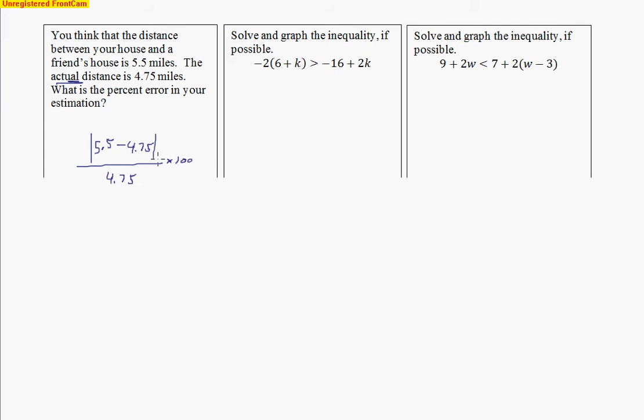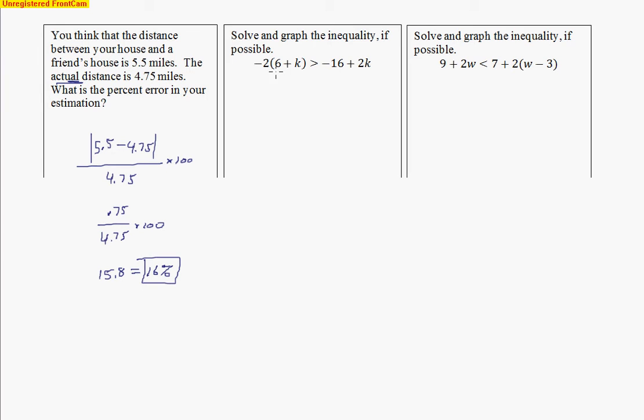It's just like the percent change problems, except for the percent error, we're just going to subtract the two numbers, divide by the actual. When we do that work, we end up with 0.75 over 4.75, times that by 100. So you do the division and multiply by 100, and you end up with 15.8 or thereabouts. So this is about 16% error.